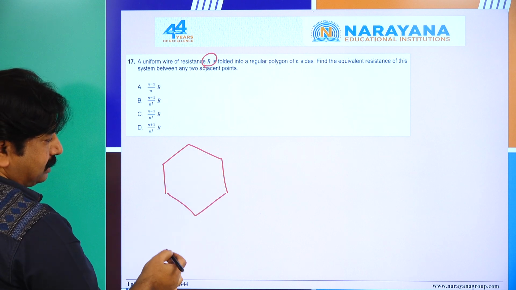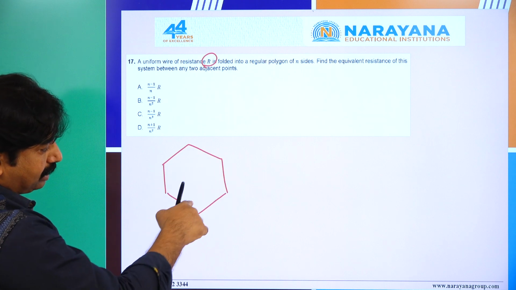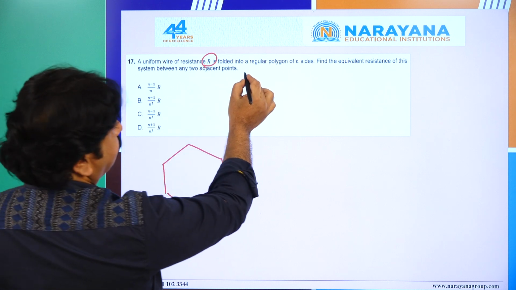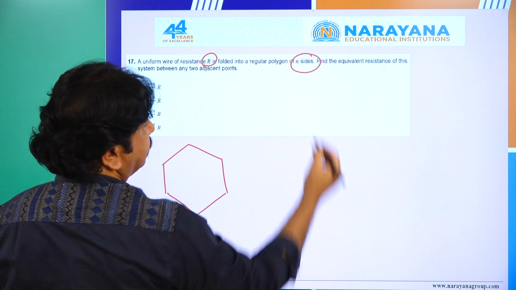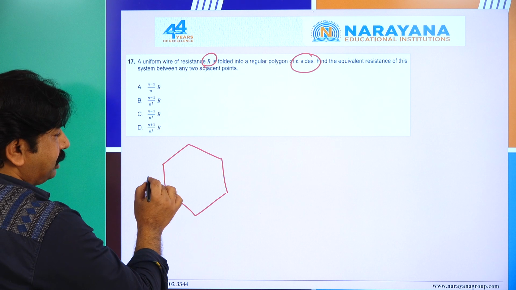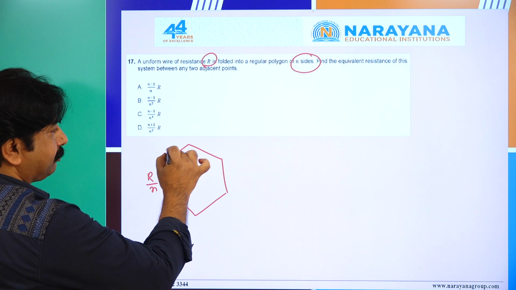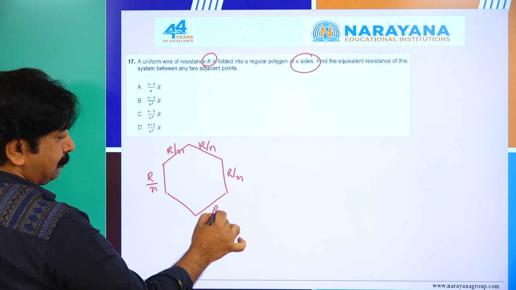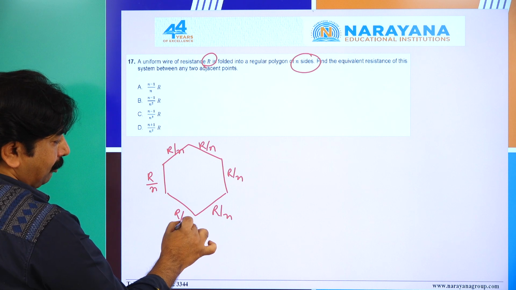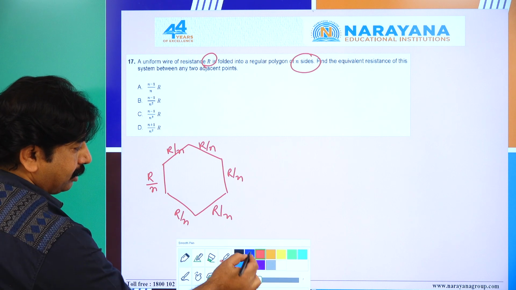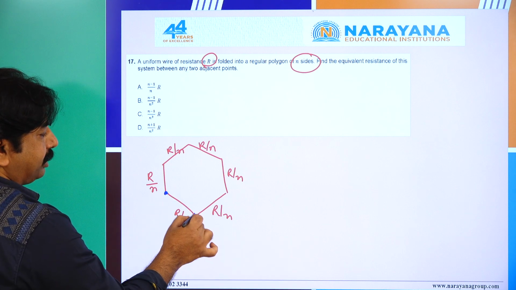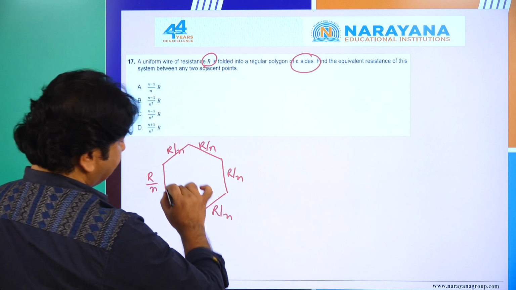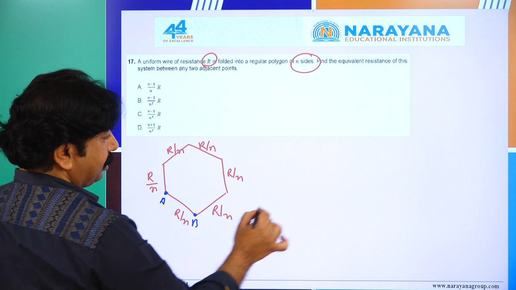So it is folded like this. If n sides, actually here in the diagram we have 6 sides, but it is considered as a polygon of n sides. Then each side's resistance becomes R by n only. Now one more point, they are asking between two adjacent points only. So look here, any two adjacent points, we can draw the diagram. For example, this is A and this is B.